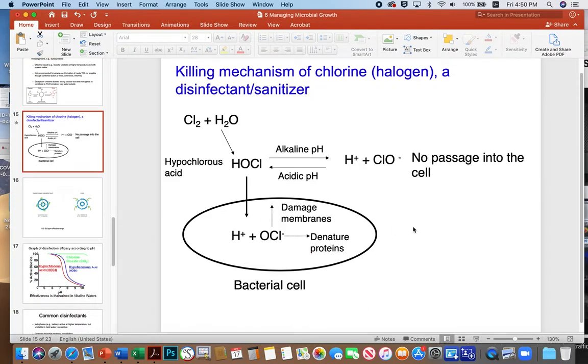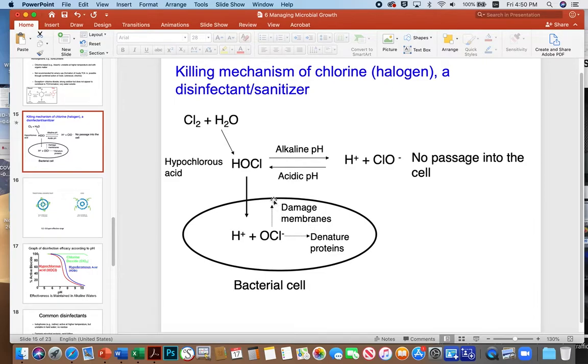Here's a mechanism of typical chlorine bleach type disinfectant sanitizers. So here's our chlorine, and it's in an aqueous solution and readily forms hypochlorous acid. So that's the HOCl. At an acidic pH, the hypochlorous acid is non-ionized and therefore can penetrate, move right through the bacterial or microbial cell membrane. And then inside a higher pH cytoplasm, it can ionize. And so this hypochlorite anion that you see there can start damaging the membrane from the inside out and denaturing proteins from within the cytoplasm.